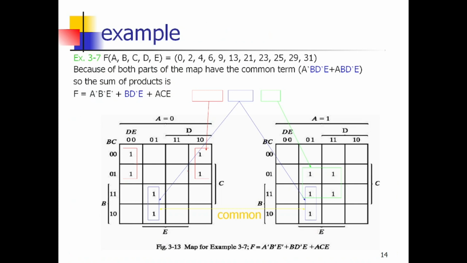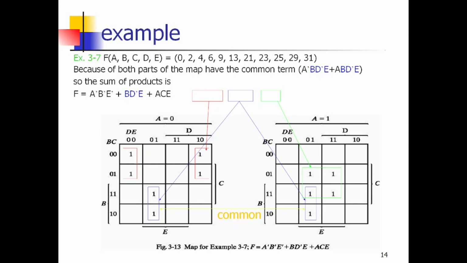So next is an example. Example: 5 variable K-map. The minterms given are f of a, b, c, d, e equal to summation of 0 to 4, 6, 9, 13, 21, 23, 25, 29 and 31. And so these have to be plotted here.